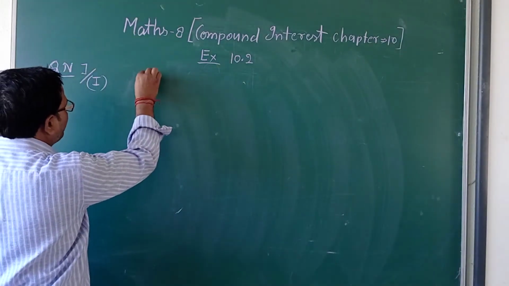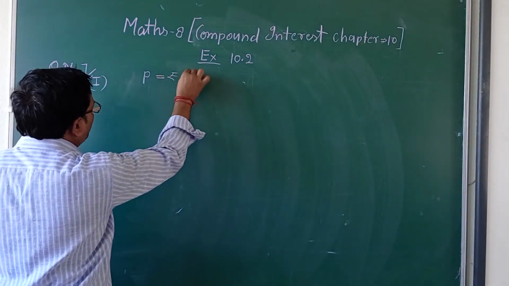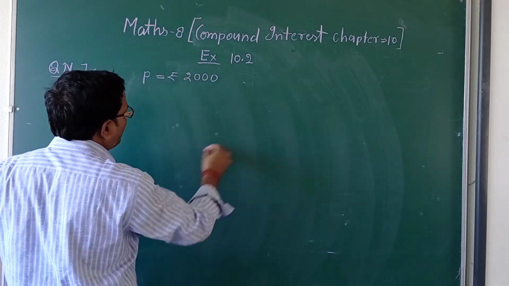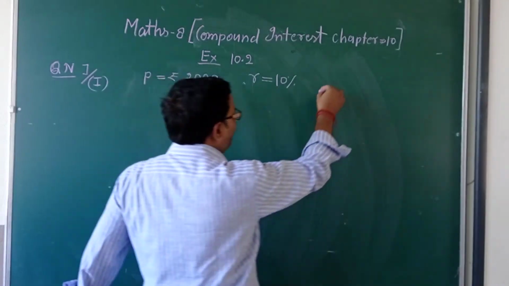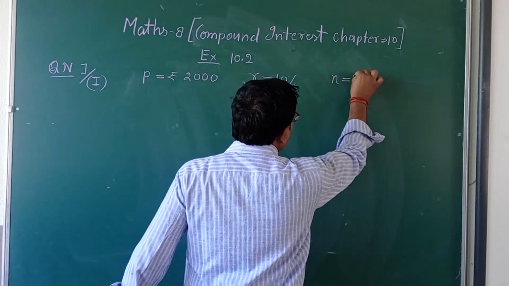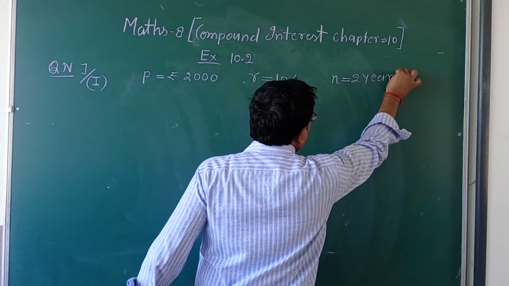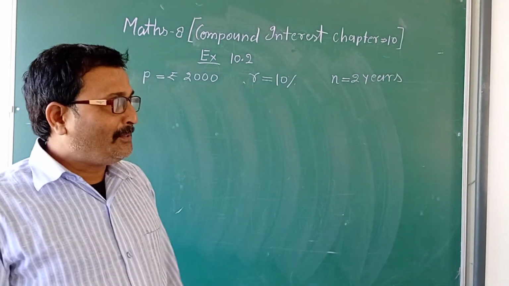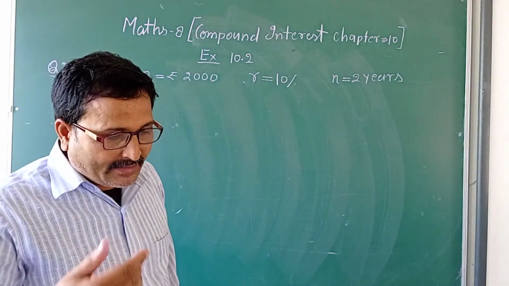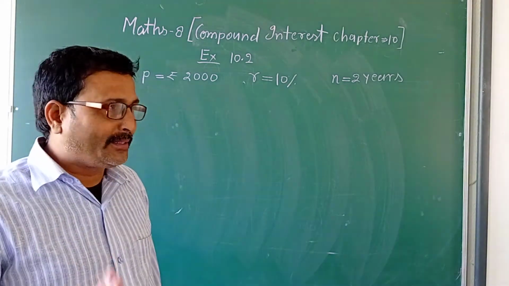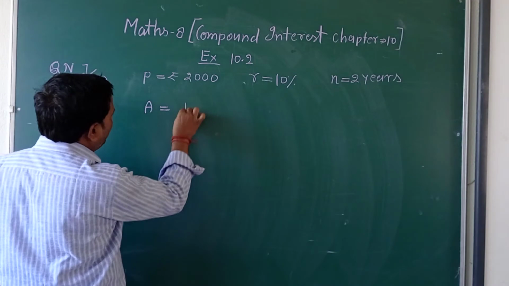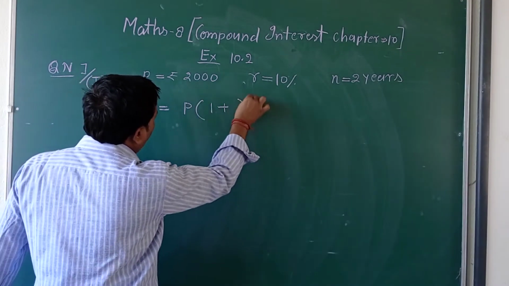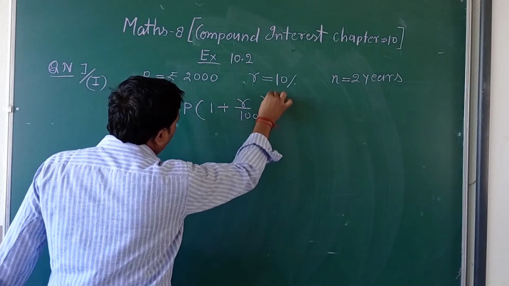Principal is given, rupees 2000, rate is given 10%, time is given, n is 2 years. You have to calculate the compound interest. For that, first you calculate amount. Now see that amount is equal to P(1 + R/100) to the power n.